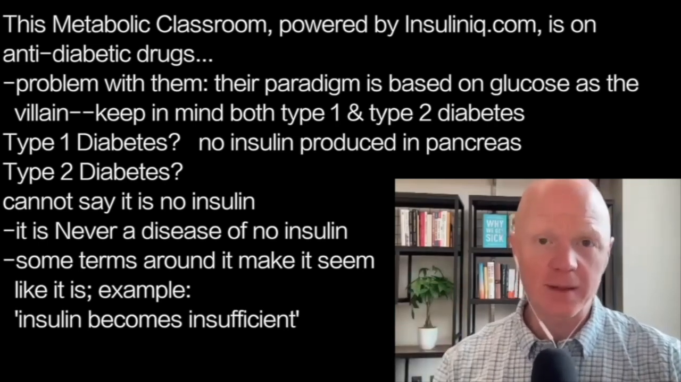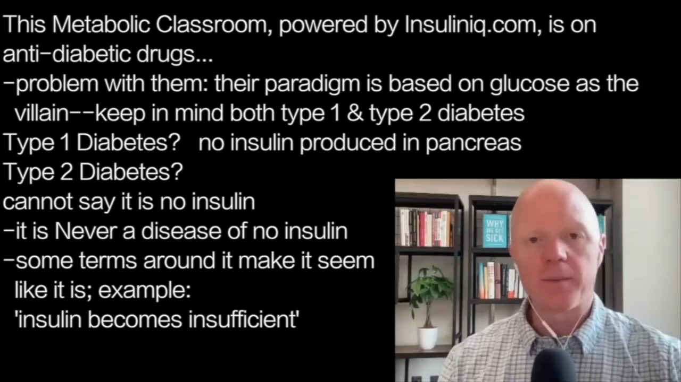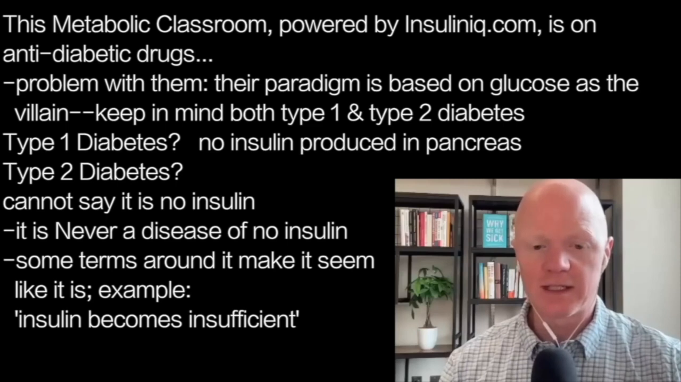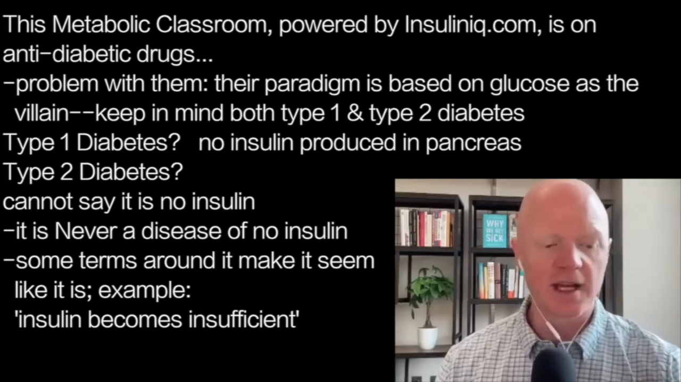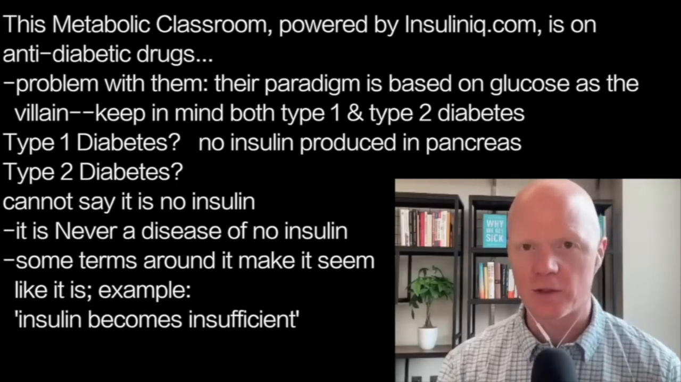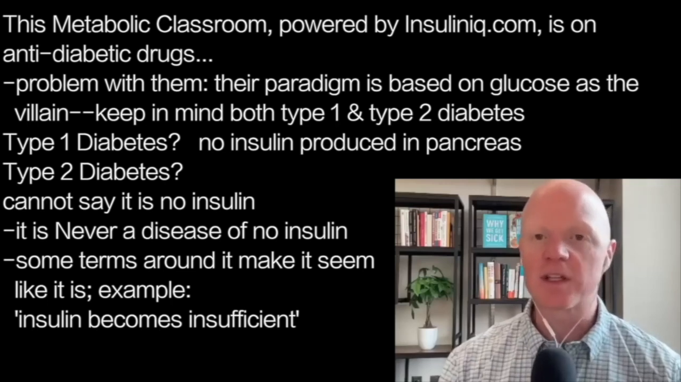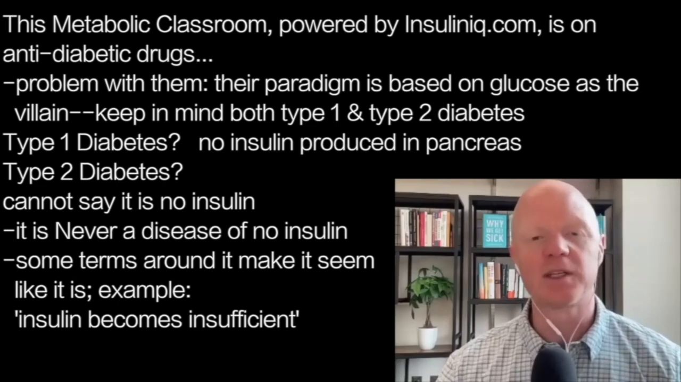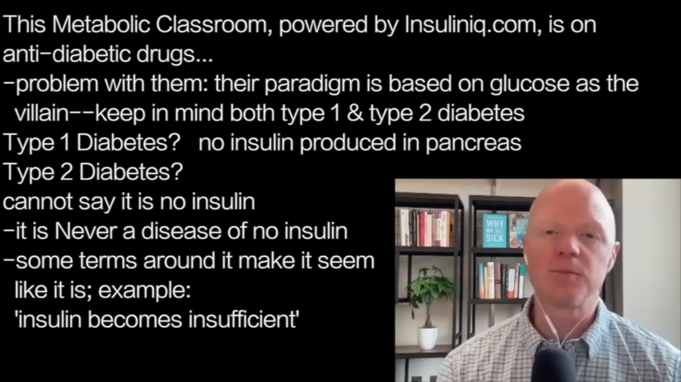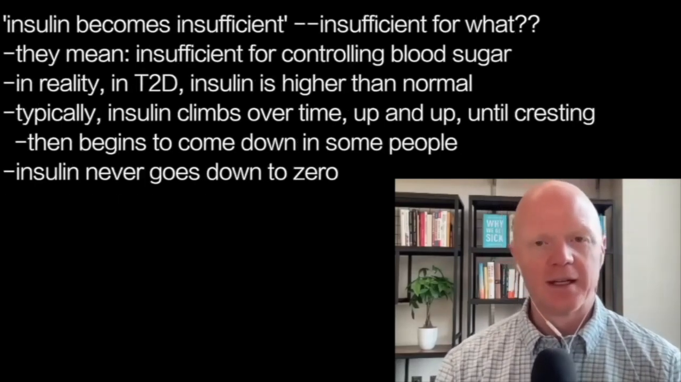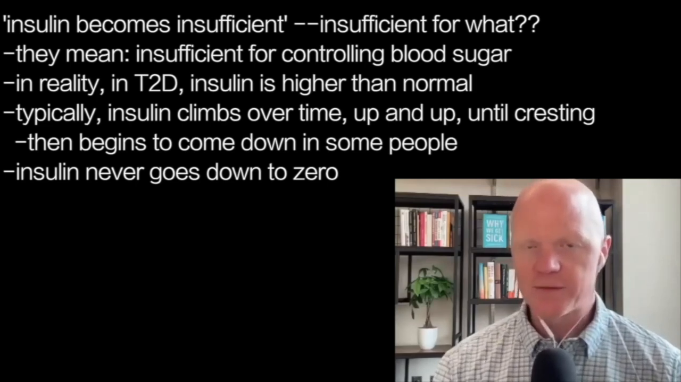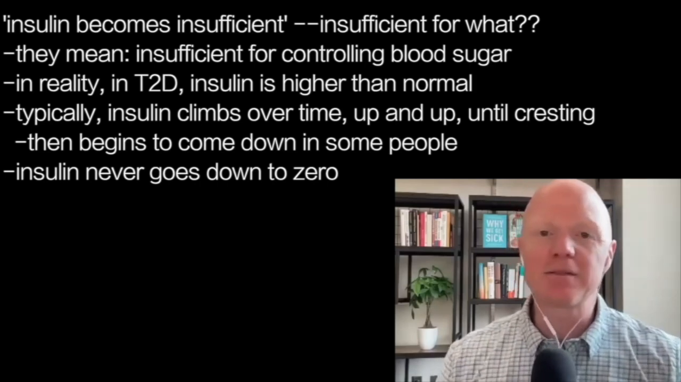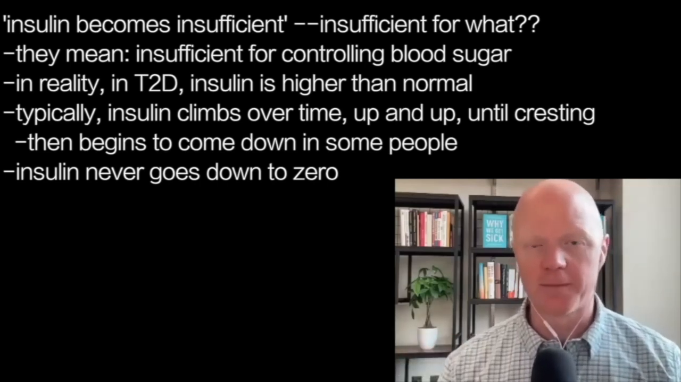Now, with type 2 diabetes, how would you describe it? You can't say it's a disease of no insulin, because it isn't. Type 2 diabetes is never a disease of no insulin. Unfortunately, some of the language surrounding type 2 diabetes makes us think it's a disease of no insulin, because you'll hear terms like insulin becomes insufficient. Well, what does that mean? That's a relative term. Insufficient for what? Well, what they mean by that is it's insufficient for controlling blood sugar levels.